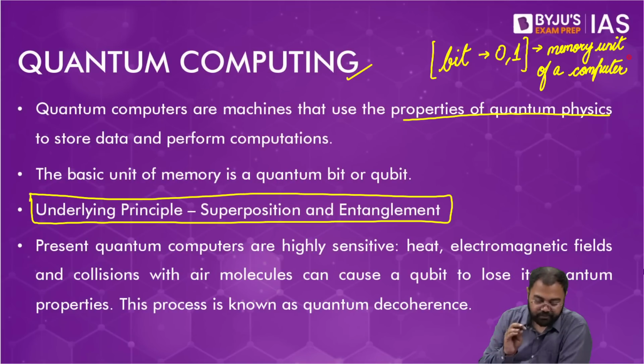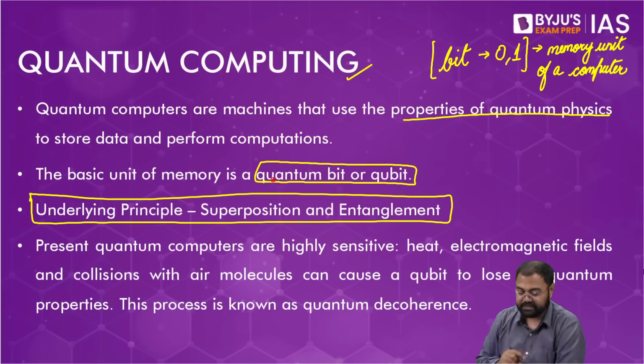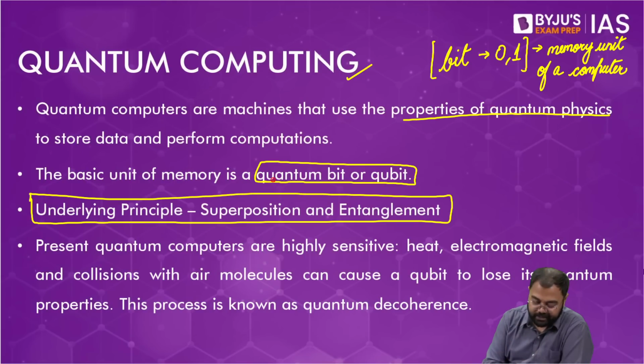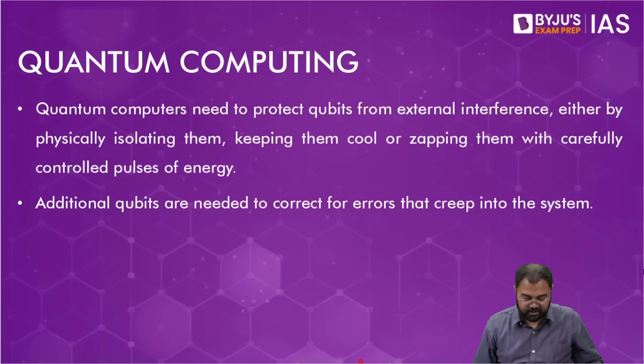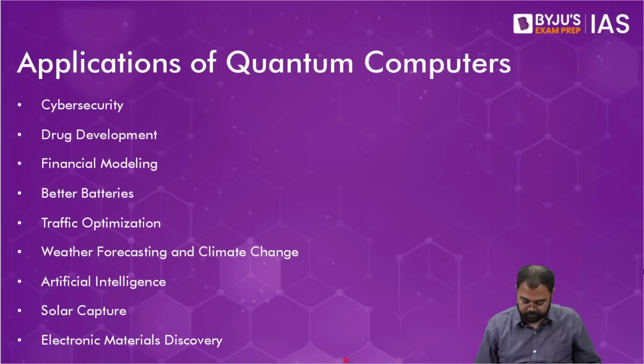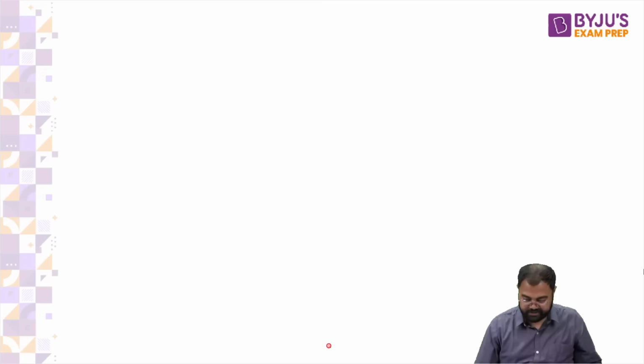Now, in case of quantum computing, instead of using bits, we use qubits or quantum bits. Instead of normal bits, we use quantum bits, and these quantum bits become the memory unit. In this scenario, superposition and entanglement become the two principles on which a quantum computer is based. Now, how exactly do these qubits function? Let me give you a basic idea of what happens.